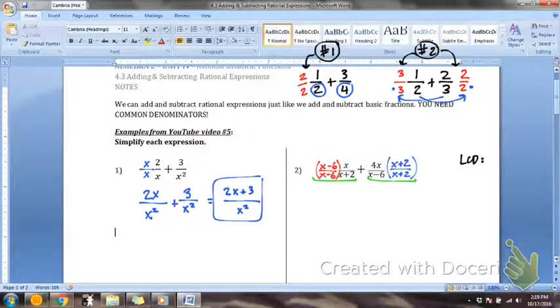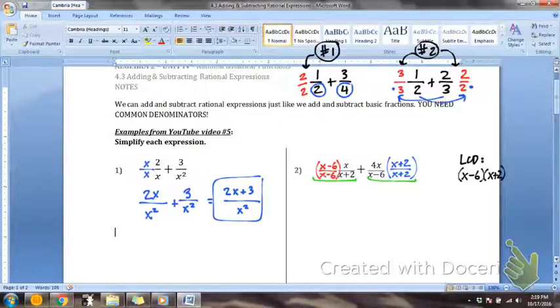LCD stands for least common denominator. So we're going to use this to represent what our denominator is while we're working through the numerator, so I don't have to keep writing x minus 6, x plus 2, x minus 6, x plus 2. That's going to take forever. So my denominator is x minus 6 and x plus 2.